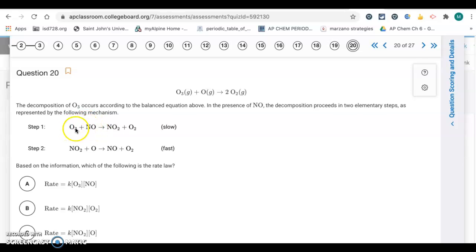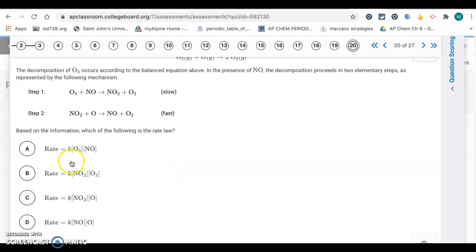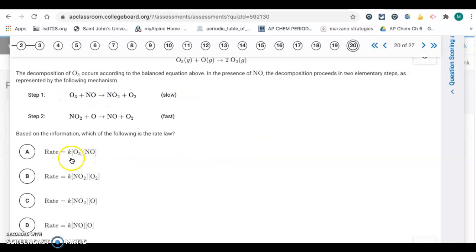So it's just one of those and one of these ozone molecules. So these are both going to be to the first order. So that's going to be letter A is the correct answer there. It's always the reactants in the slow step.